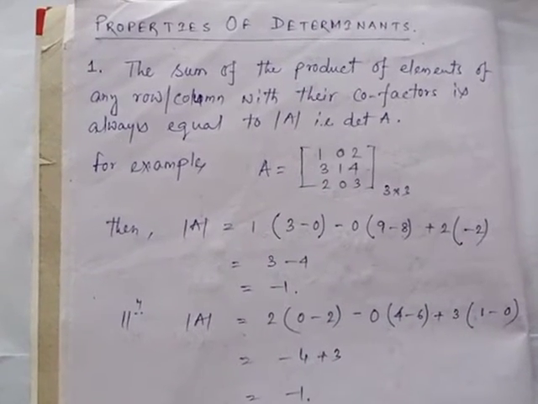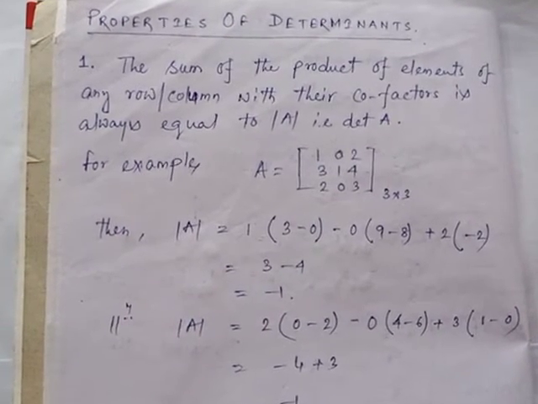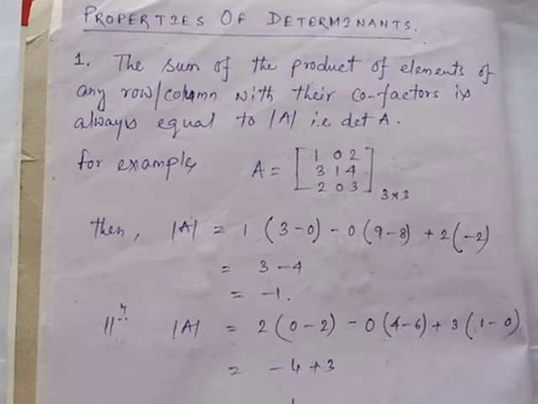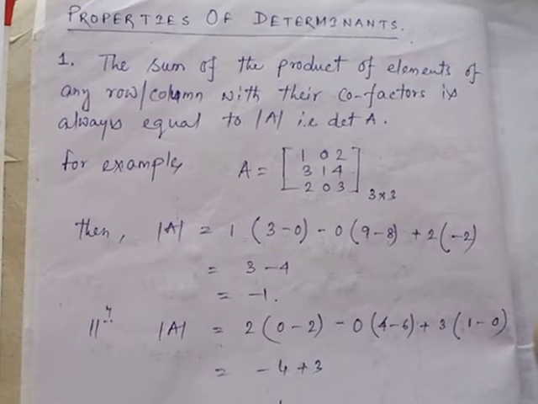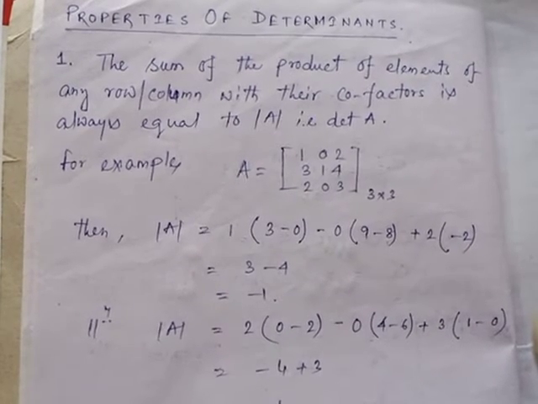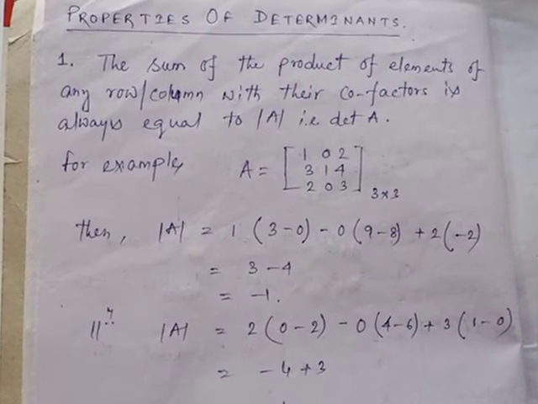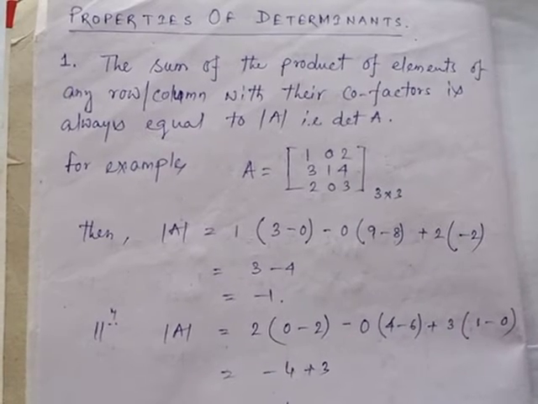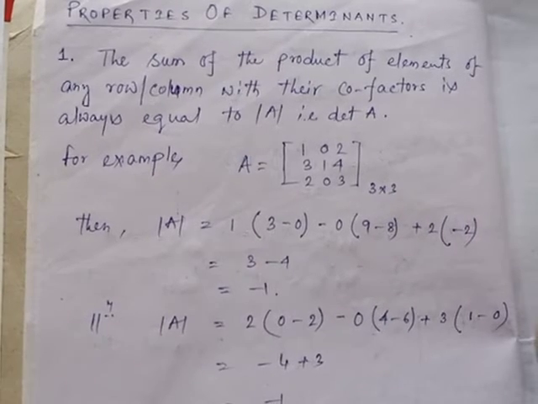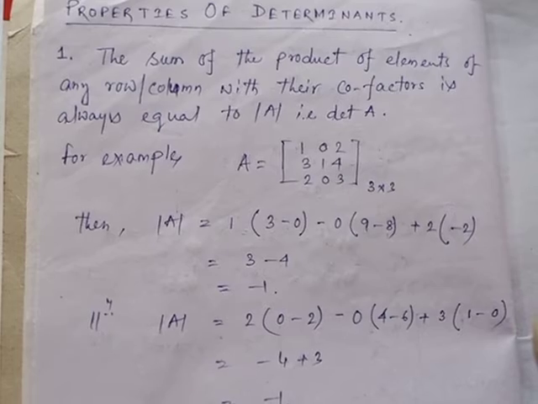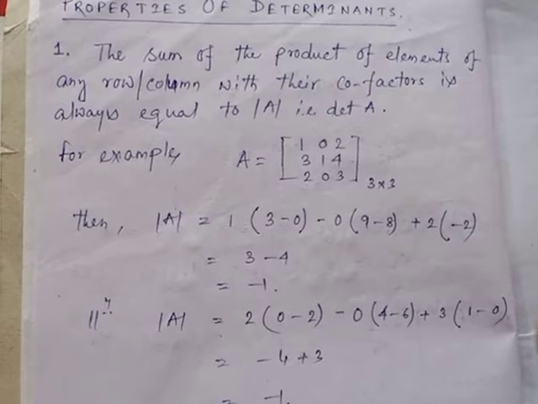Now we are going to discuss the properties of determinants. There are so many properties, starting from number 1: the sum of the products of the elements of any row or column with their cofactors is always equal to det A. For example, A equals 1 0 2; 3 1 4; 2 0 3. This is a 3x3 matrix. If we calculate with the first row or first column, we get minus 1 here.